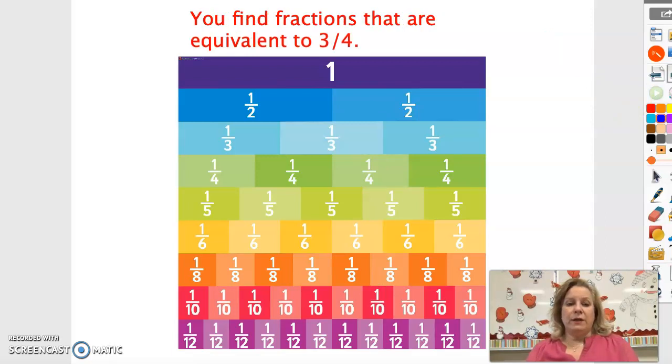All right, now I have one here that you can try. I want you to find equivalent fractions for 3/4. I'll give you a minute or two to do that. What you can do is take a ruler up to the screen, or a straight edge like your piece of paper. You want to find 3/4 and put it all the way down and see which fractions line up with the 3/4 area.